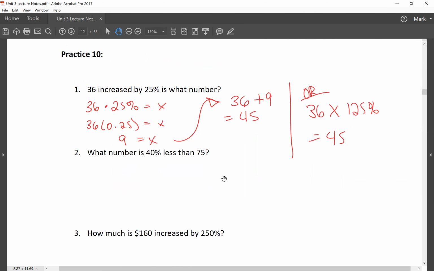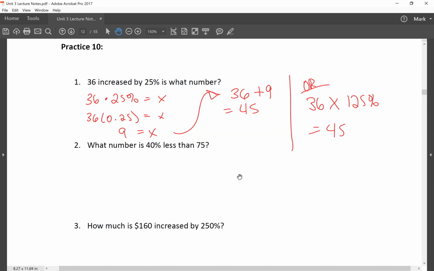Look at number 2. What number is 40% less than 75? Okay, so this is a decrease. And what I'm trying to do is, first I'm going to figure out what is 40% of 75. So 40% of 75, okay, so 0.4 times 75. Let's see what I get. So 0.4 times 75, I get 30.